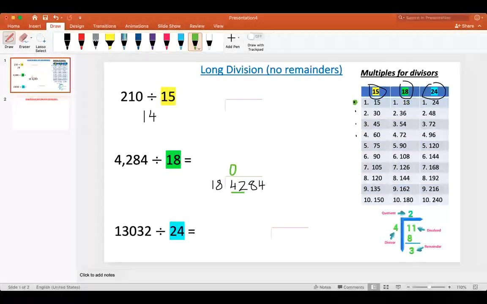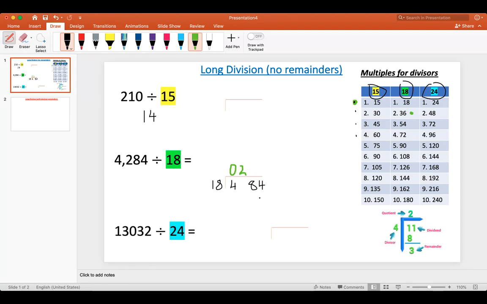So let's have a look. The first one group of 18, 2 groups makes 36, 3 groups makes 54. Well, 54 is going to be no good to me because that's bigger than what the question's actually asking. So I'm going to be looking at this one. So I'm going to pop the 2 at the top of the bar here, and I'm now going to subtract the 36 from the 42.